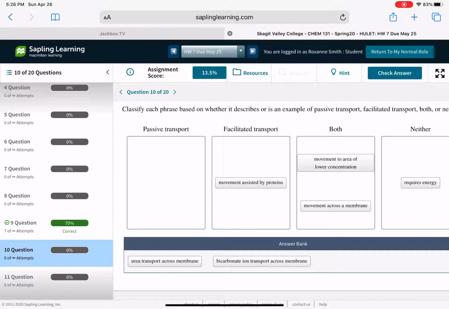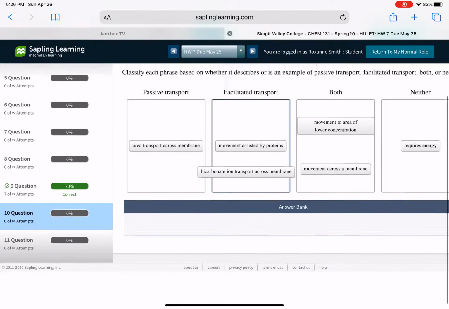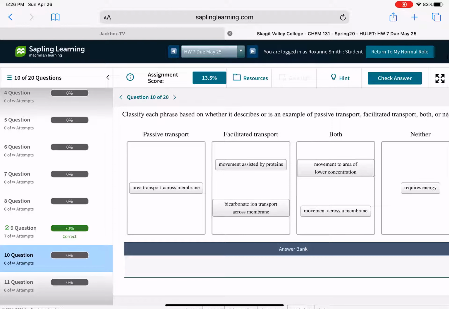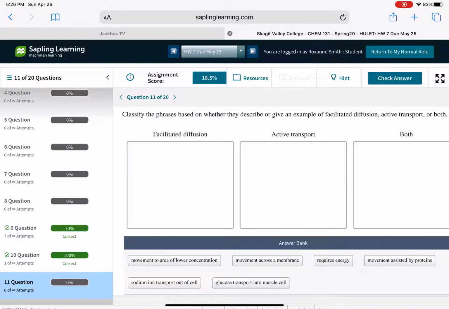Bicarbonate is in your notes. Urea is not in your notes. Urea is a small molecule, and I'm actually not sure if it's small enough to qualify for passive transport, but let's give it a try. Oh, look at that. I'm on a roll. Oh my gosh, there's another one.